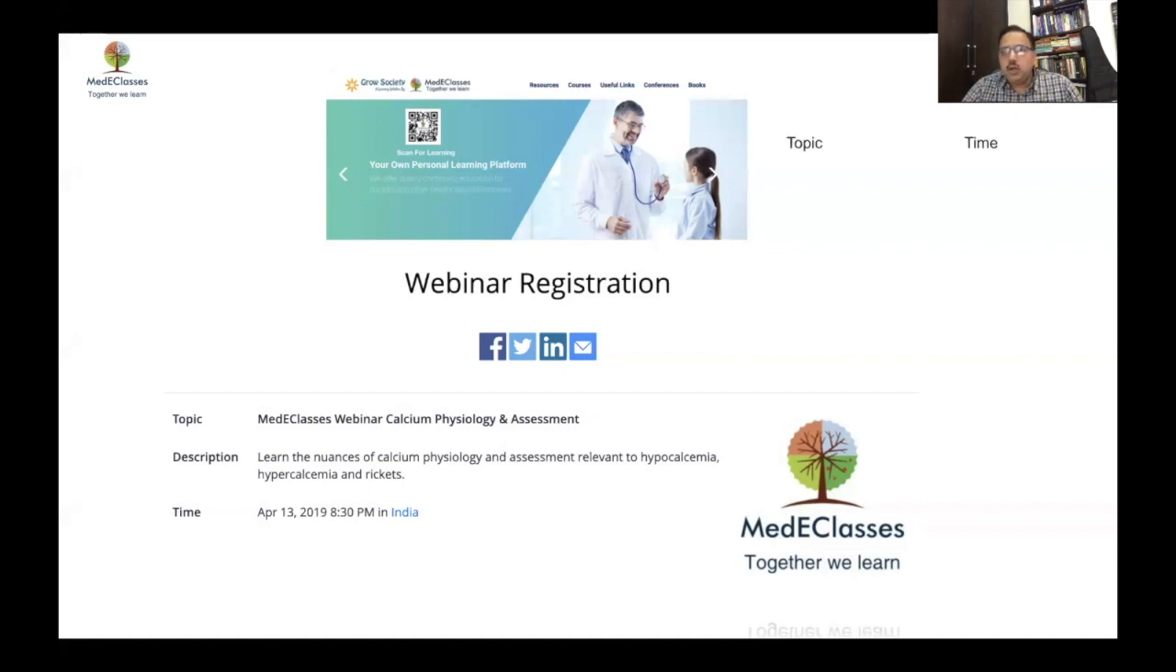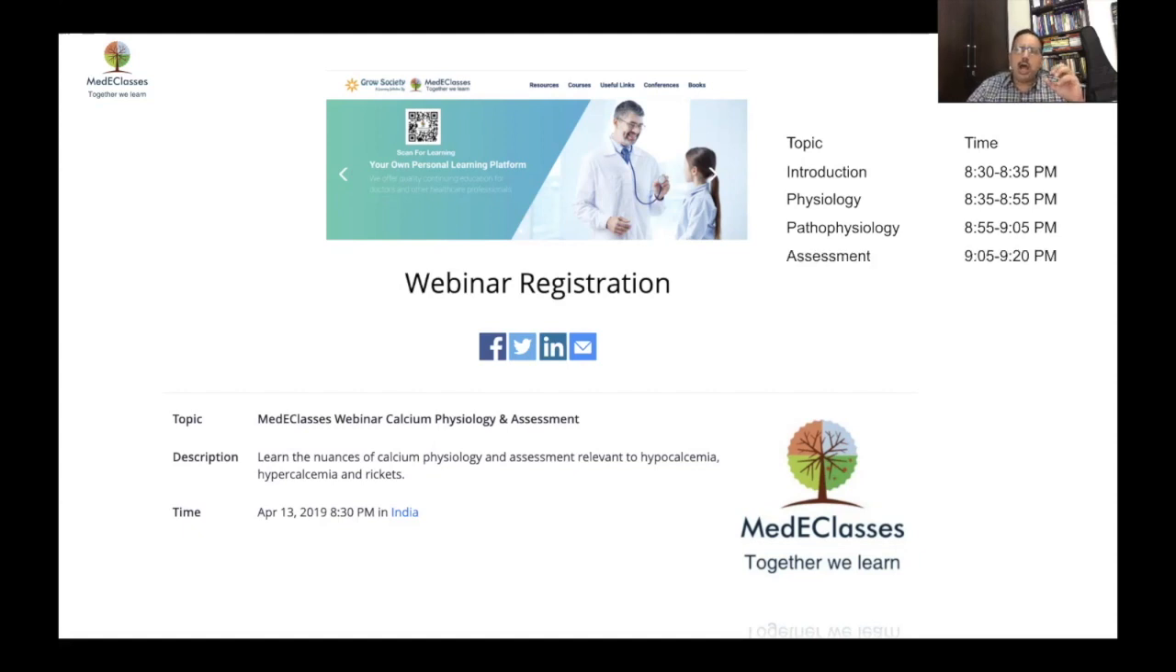So we'll start off with a brief introduction, and then we'll talk about the basics of calcium physiology, because this is one area which has caused a lot of confusion, and it is very important to understand the pathophysiology, which we'll discuss. And finally, we'll go individually through how the different aspects of calcium physiology should be assessed and managed. And then we have a few announcements to make, which we'll talk about at the end of the discussion.